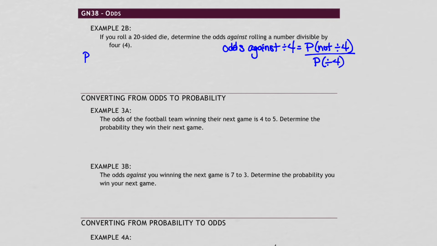So we come over here, and let's start with the probability of getting a number divisible by 4. So let's see, I'm just going to start counting. 1, 2, 3, 4 would be one of them. So there's 1. 2, 3, 4, 5, 6, 7, 8 would be another. There's 2. 9, 10, 11, 12 is divisible by 4. 13, 14, 15, 16, 17, 18, 19, 20. So 5 out of the 20 sides would be divisible by 4, or 1/4 of them. So the probability of not being divisible by 4 would be 1 minus 1/4, or 4/4 minus 1/4, which is 3/4.